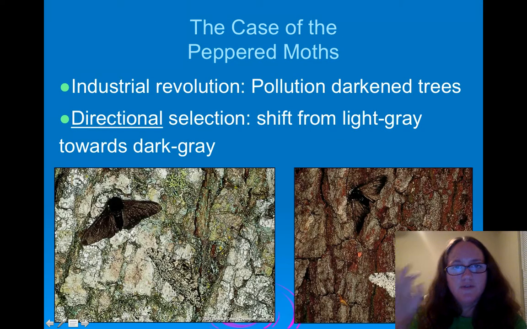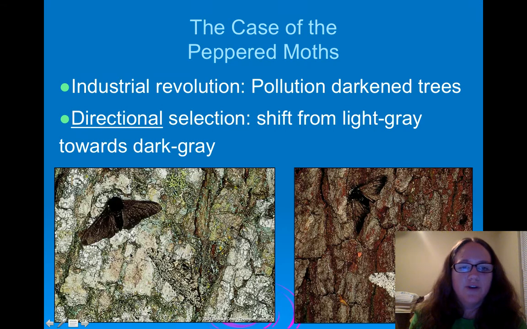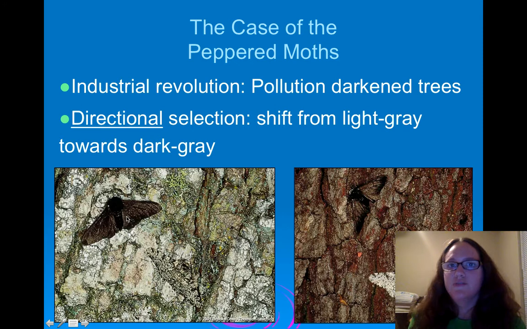So a really good example of this is the case of the peppered moths. Before the Industrial Revolution, this is what trees looked like over here, very light. And so if you were a dark colored moth, kind of sucked for you. You were going to be seen and eaten by bugs, birds, all that sort of stuff. And you can barely see this light colored moth down here. But it is there, it's camouflage, so it's really good to be a white moth before the Industrial Revolution.